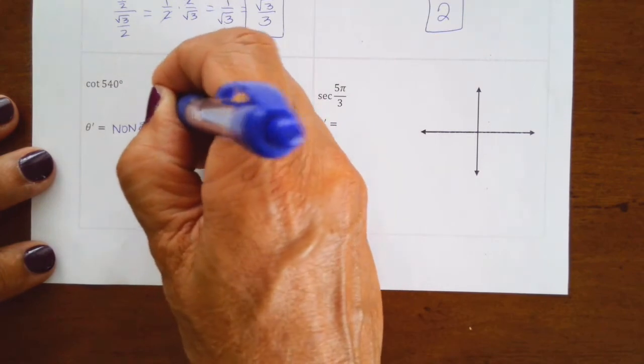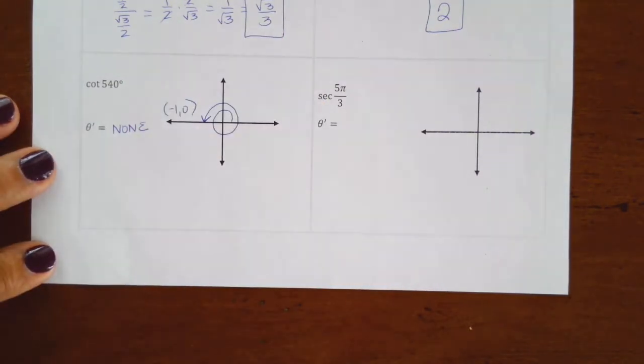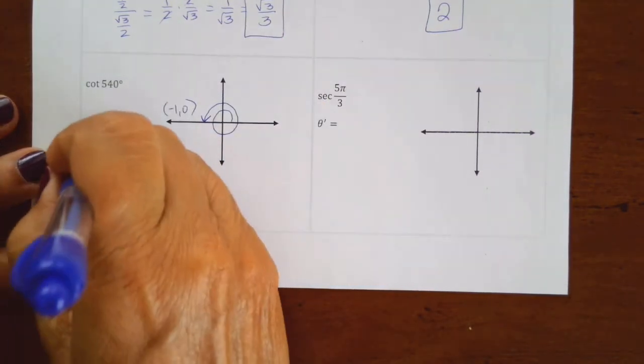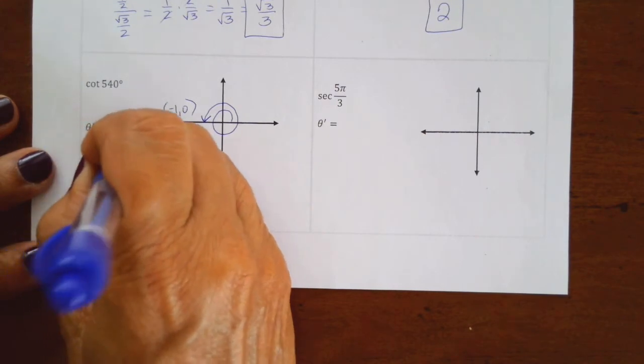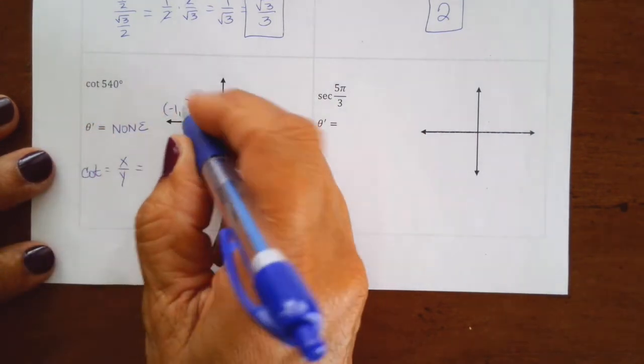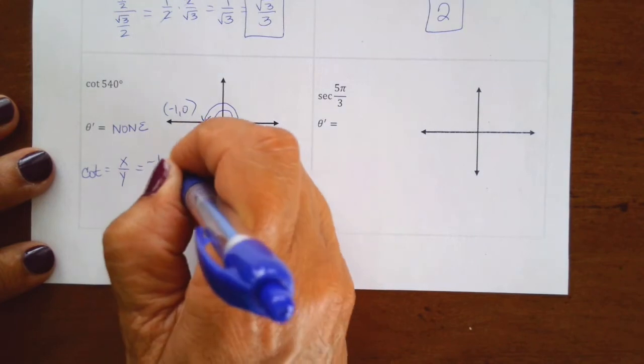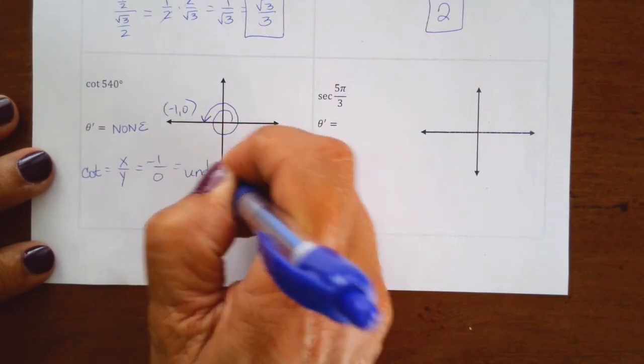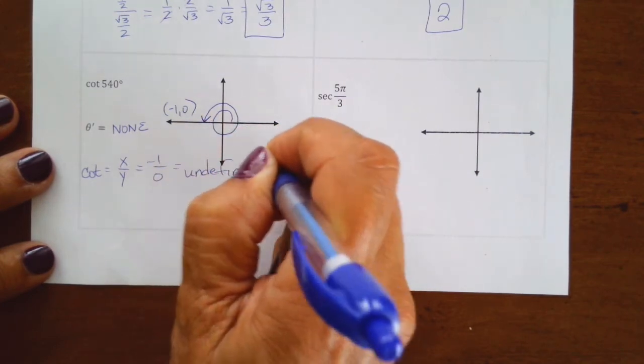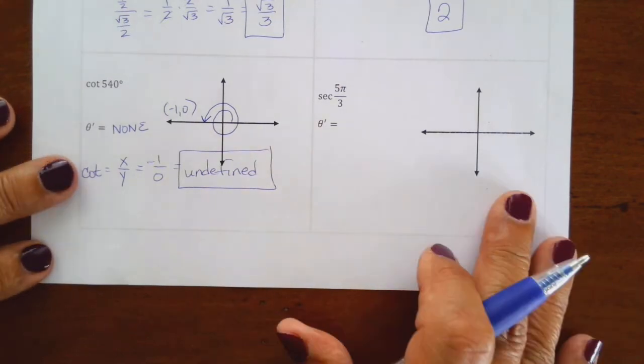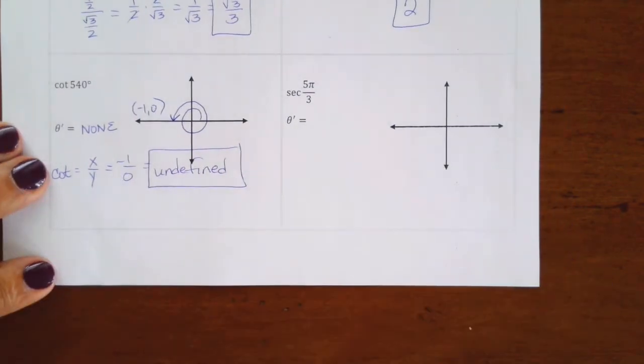That point right there is -1, 0. Cotangent is x over y. So we're going to do -1 over 0, and that is undefined. Okay? All right. Last one, 5 pi over 3.